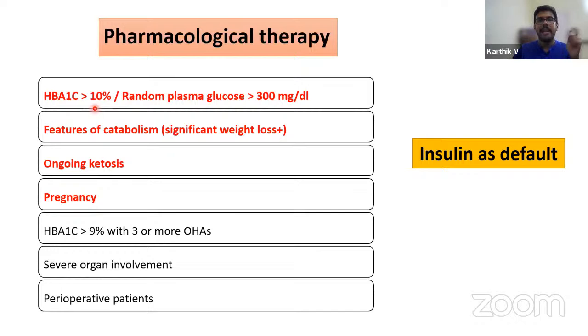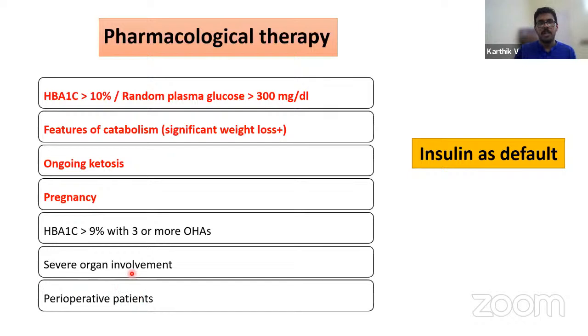And the other 3 are mentioned in the RSSDI guidelines for the Indian population. But again, this makes sense. Just because the ADA has not mentioned it, it doesn't mean that you should not start insulin in other circumstances. And the A1C more than 9% with 3 or more OHAs, it is quite understandable that you have to resort to insulin. And in patients with liver failure or renal failure, even though the ADA has not mentioned it, from your common sense and your knowledge, it is well known that you will have to resort to insulin for glycemic control, and of course in perioperative patients.